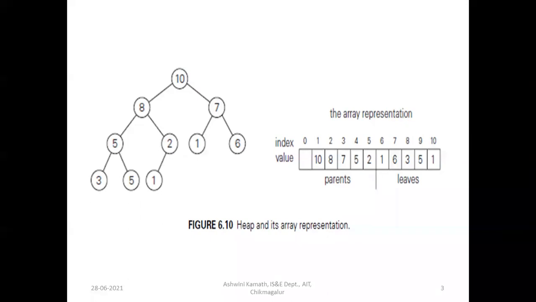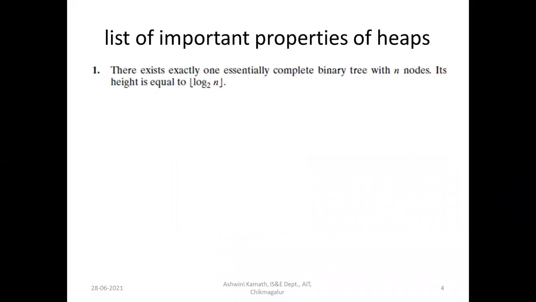Count the branches, the longest number of branches: 10 to 8, 8 to 5, 5 to 3. So 3 is the height of that. Log 10 to the base 2 gives 3 point something, so you apply the floor function: ignore the fraction and consider that value 3.